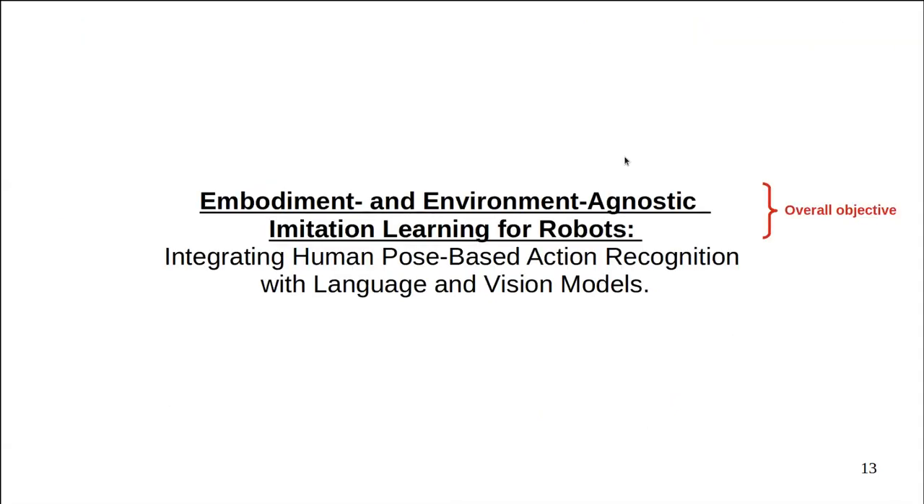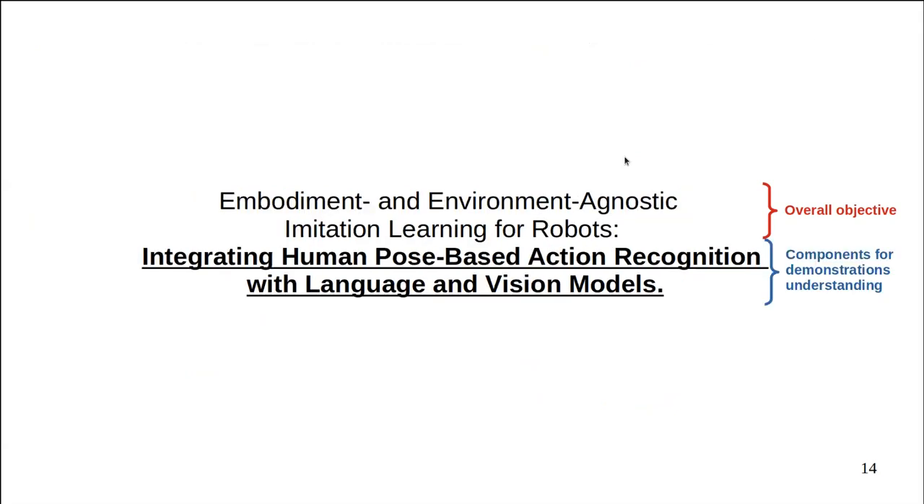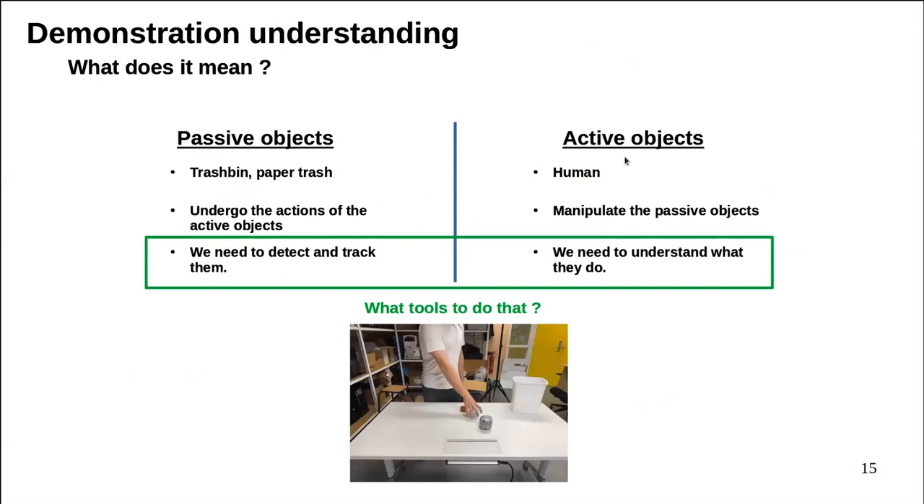Now that we understand the overall objective of this PhD, we can start to dive a little bit deeper into the components that we use to understand the human demonstrations. First, what do we mean by understanding human demonstrations? In our case, we consider that in the scene, we have passive objects on one side, for instance the paper trash and the trash bin. These passive objects undergo actions from the active objects, and the active object in the demonstration is the human. We need to detect and track the passive objects, and we need to understand what the human is doing with these passive objects.